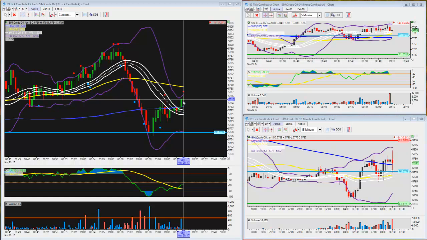So keep in mind your time zone as it relates to the trading time that you are trading.